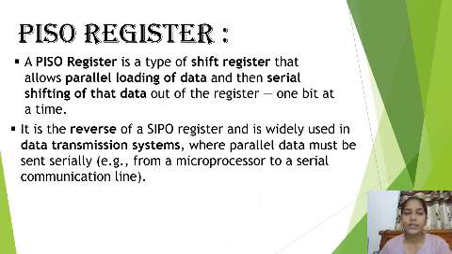PISO register. A PISO register is a type of shift register that allows parallel loading of data and then serial shifting of that data out of the register one bit at a time. It is the reverse of the SIPO register and is widely used in data transmission systems where parallel data must be sent serially, for example from a microprocessor to a serial communication line.